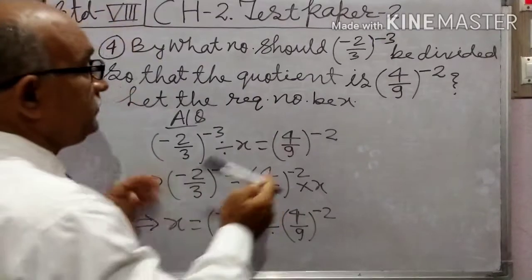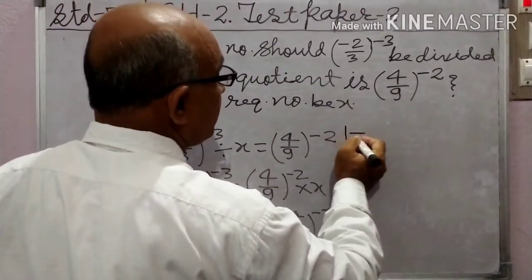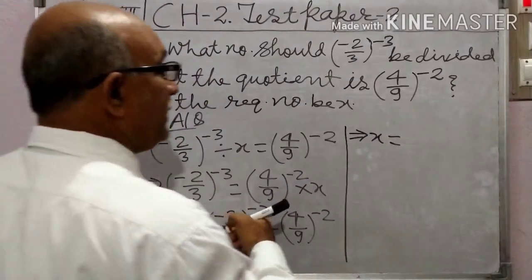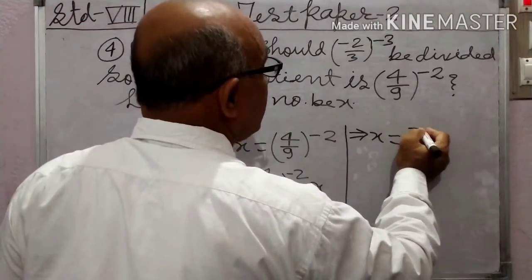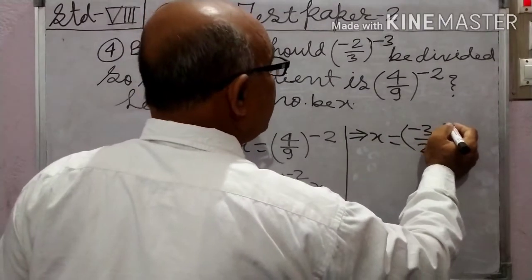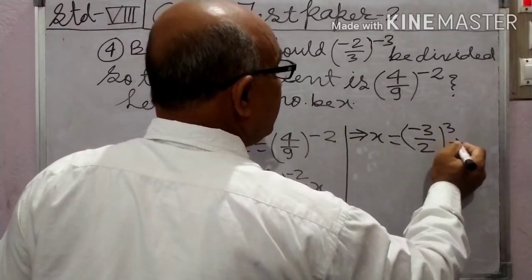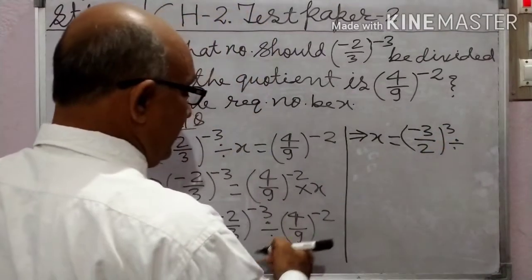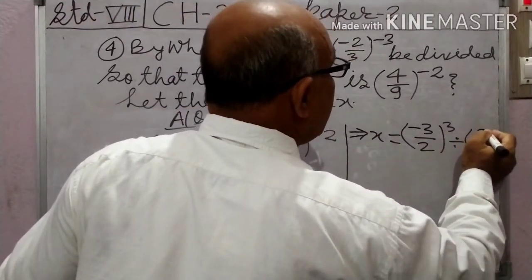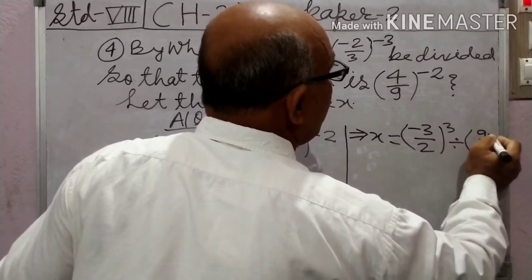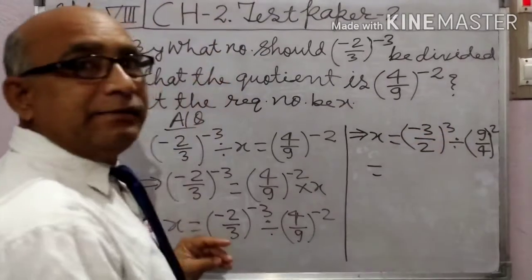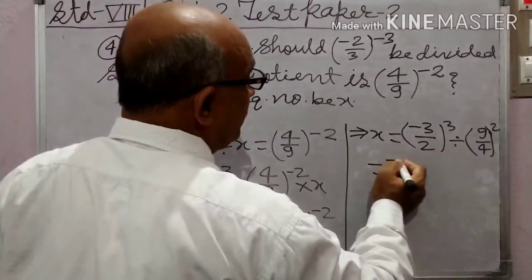Now that implies x equals (-2/3)^-3, which changes into (-3/2)^3, divided by (4/9)^-2. So change it: (9/4)^2. Now (-3)^3: 3 threes are 9, 9 threes are 27.